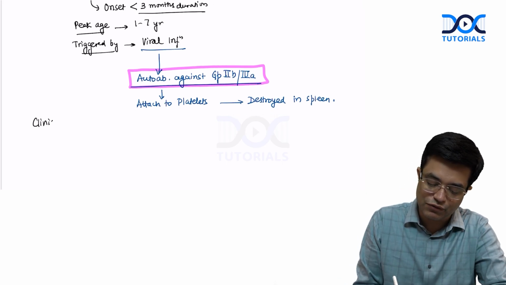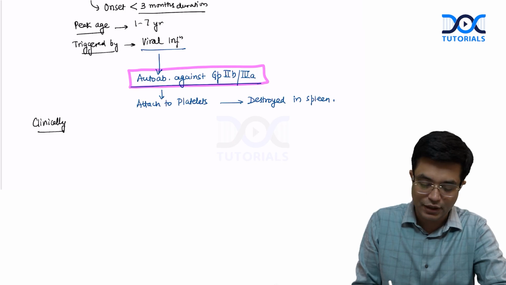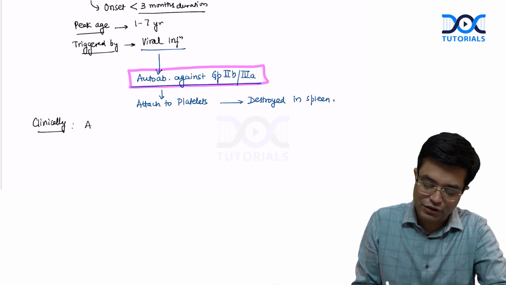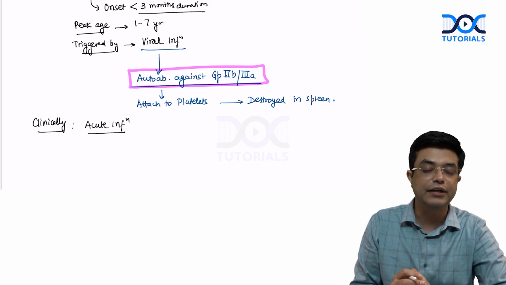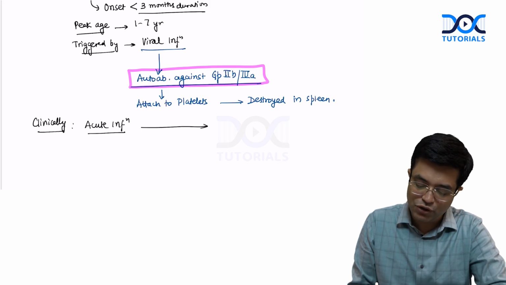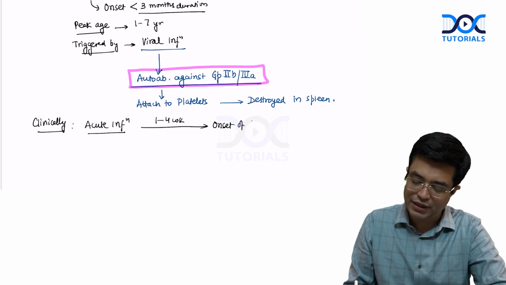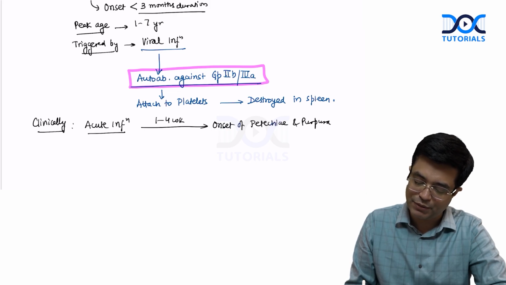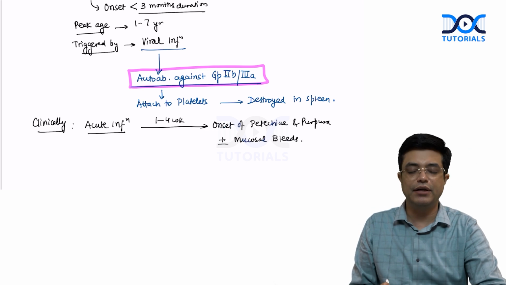Now, in acute ITP, how does the patient present? Clinically, these patients will be young kids, otherwise normal. There will be an acute infection, generally a viral infection. It can be respiratory, rarely it can be GIT. About 1 to 4 weeks later, there will be onset of petechiae and purpurae, plus or minus mucosal bleeds. So in the oral mucosa and nasal mucosa, there may be some bleeding happening, rarely.